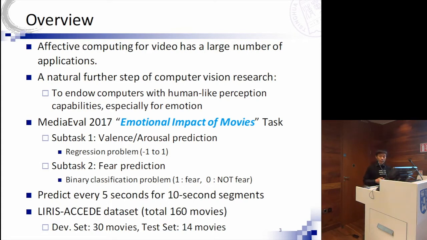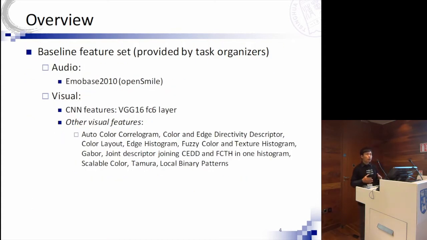The experiment data are selected from a public database, the THUHCSI database. It contains 160 movies. There are 30 movies selected for the development set, and 14 movies selected for the test set. The organizers have provided the baseline feature set. They extract the emobase with openSMILE for audio, and the visual features consist of CNN features and other visual features, maybe the local duration of the video.